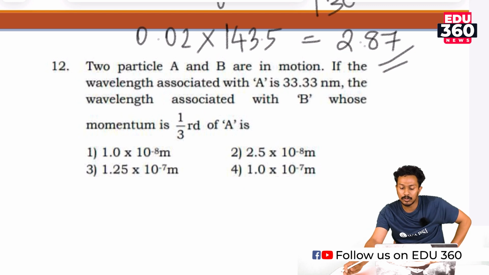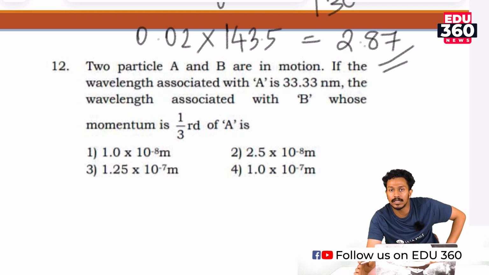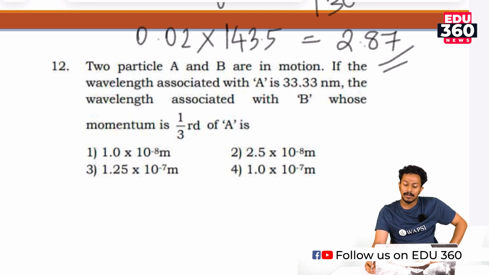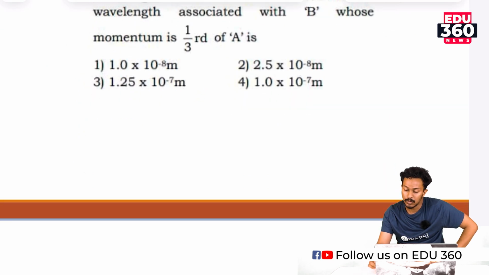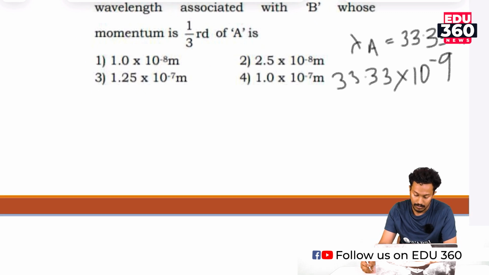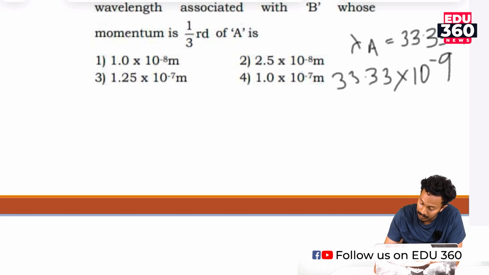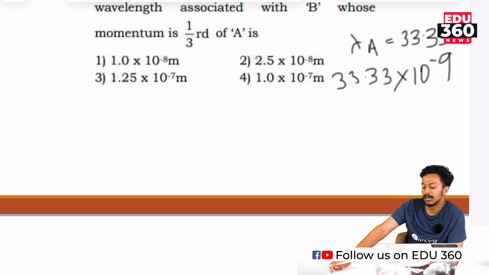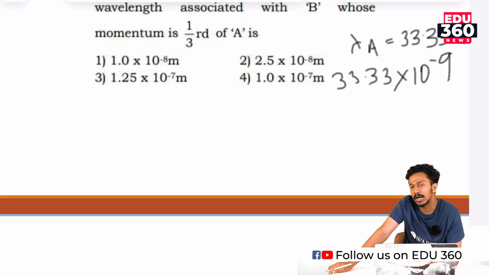If the wavelength associated with A is 33.33 nanometer, the wavelength associated with B, whose momentum is 1/3 of A, we have to find the wavelength associated with B. So, we could write the known things we have. We know that the wavelength of A is 33.33 nanometer. Okay, we could convert that into meter because all the options here are in meter.